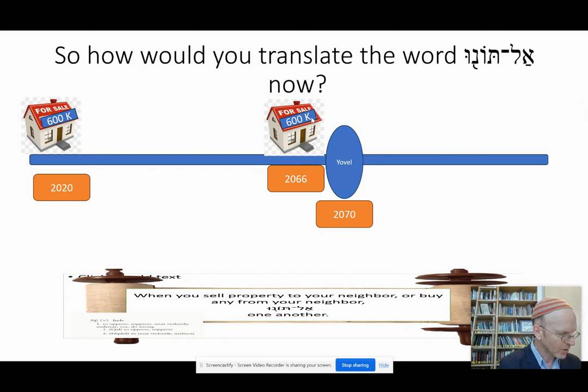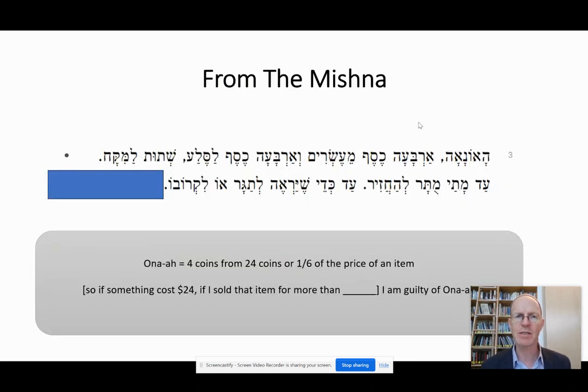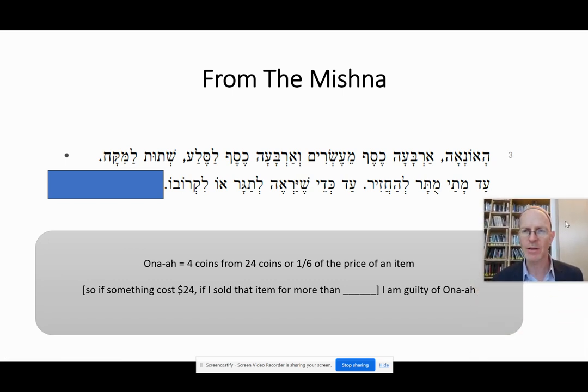I'm just writing down the questions here, so I can check them afterwards. Ona'ah is the noun form that comes from this verb altonu. We're going to call it overcharging, at least at this point. Maybe we'll change that definition. And the Mishnah says the following: the Mishnah is going to talk about this idea of ona'ah, and it gives a definition of how much it is. Ona'ah is 4 coins from 24 coins, or 1/6 of the price of an item.